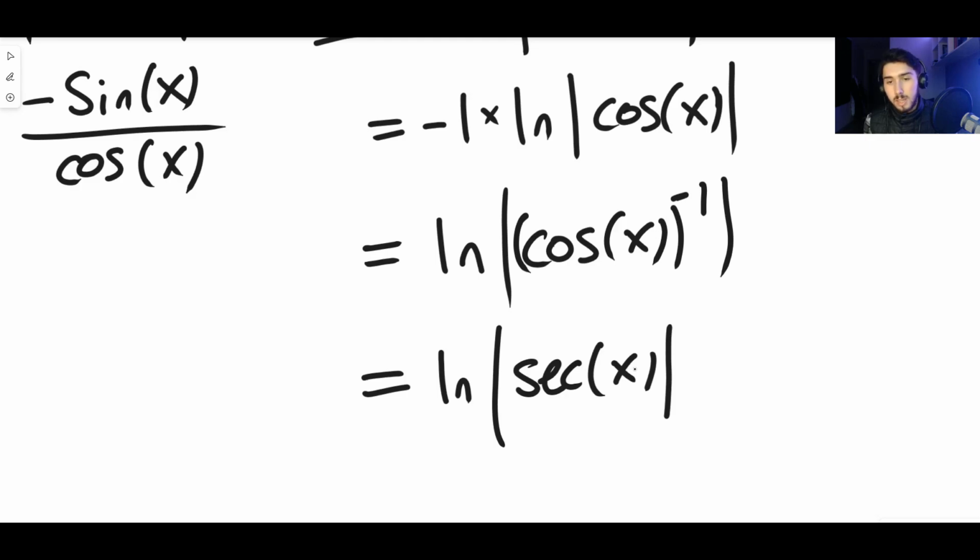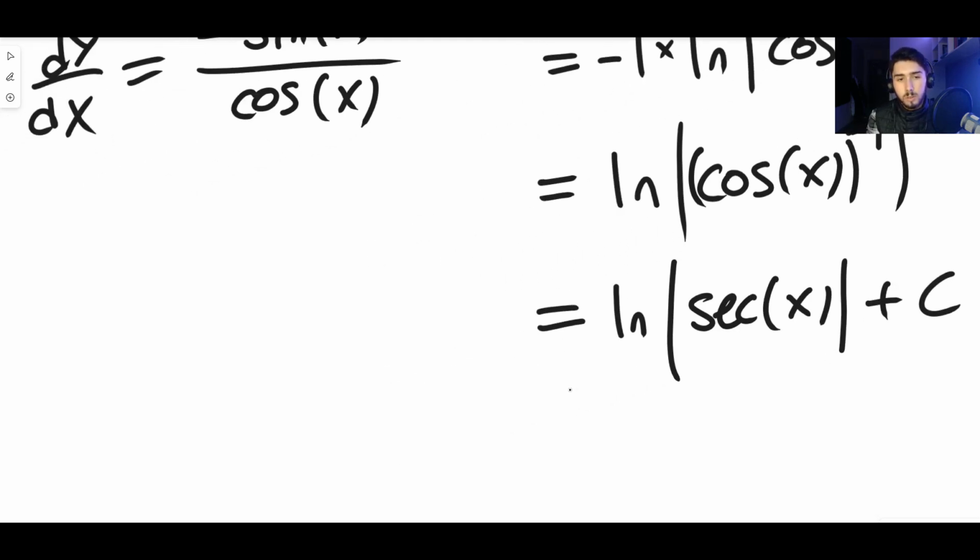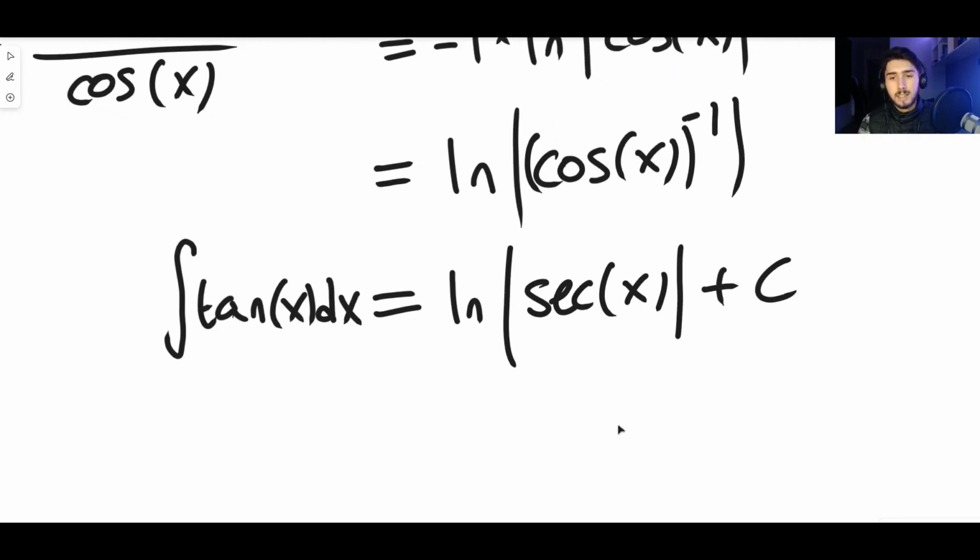Plus c, of course. So that means that the integral of tan x dx is the natural log of sec x plus c. You can verify this by differentiation using the chain rule, because this is the reverse chain rule, so you can use the chain rule to verify this. This is true. The integral of tan x is just the natural log of sec x plus c.